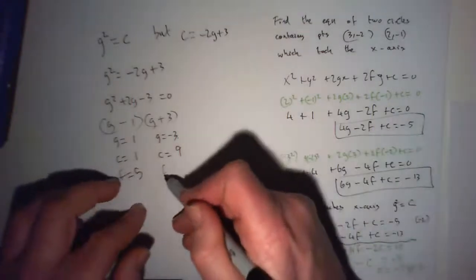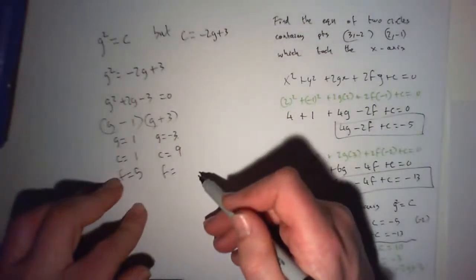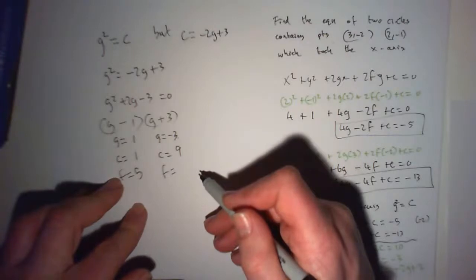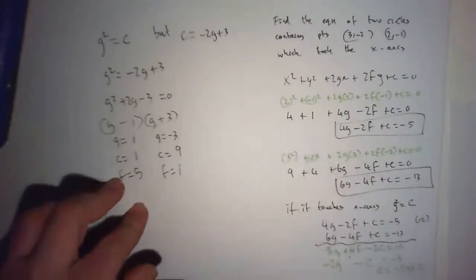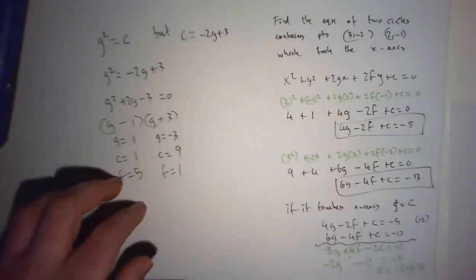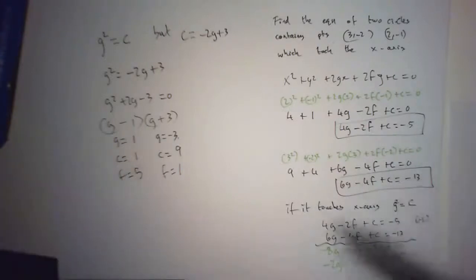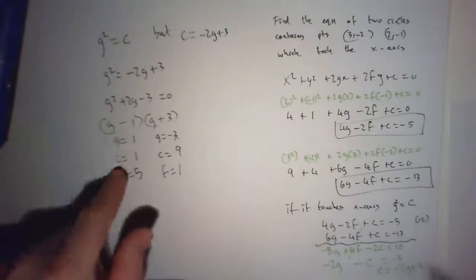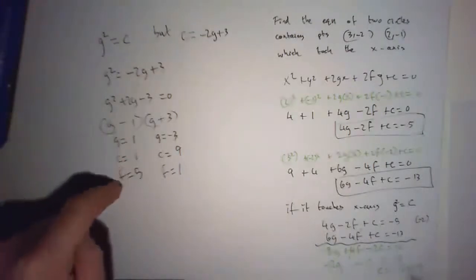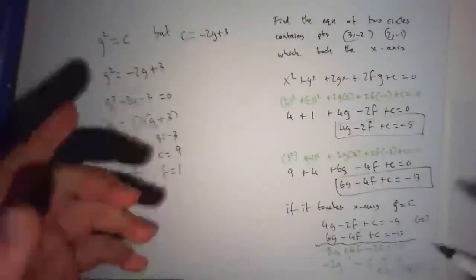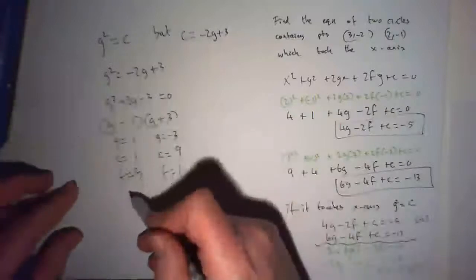Then F is going to be 1. That's not too bad. Right. So I've got a G, a C, and an F for both of them. Okay, well, let's build our 2 circles.